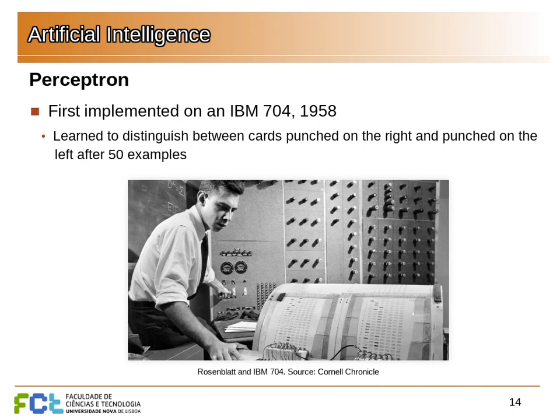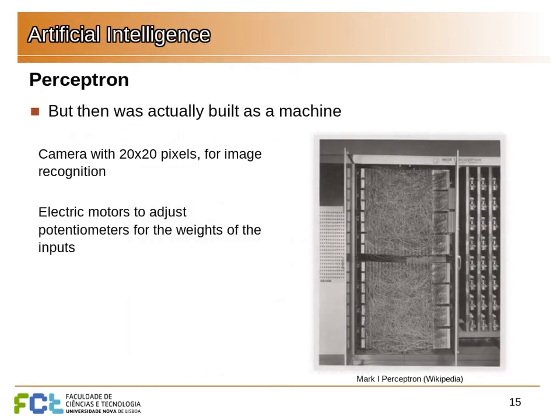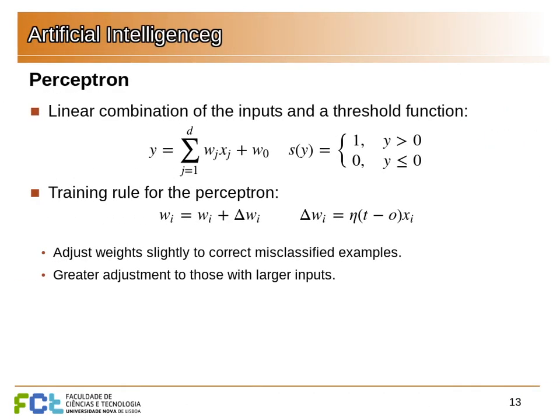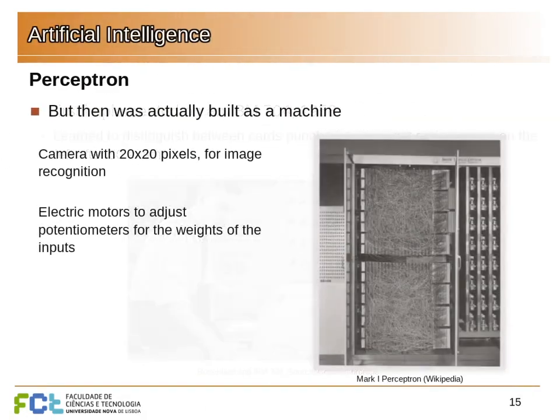It was first implemented on an IBM 704, so it was implemented in software, but then it was actually built with this camera, 20 by 20 pixels. These wires connected all the pixels of the camera to potentiometers, and they had little electric motors that adjusted the potentiometers, so these were actually the weights there. And the whole thing, the perceptron built like this, actually learned automatically because it was adjusting the weights of all of those parts of the circuit.